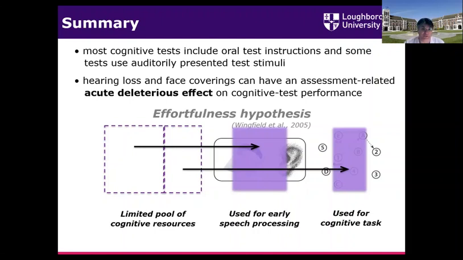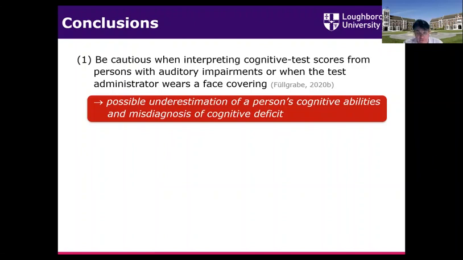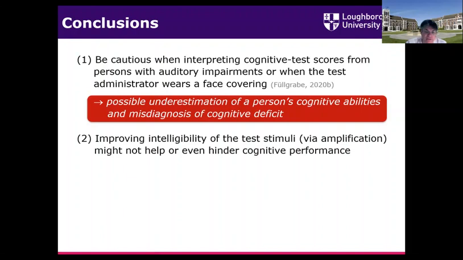Now, in conclusion, caution needs to be exercised when interpreting cognitive test scores from persons with hearing loss or when the test administrator wears a face covering, as it is possible that the results underestimate the patient's true cognitive ability, which in the worst case could result in a misdiagnosis of cognitive pathology. It is important to remember that the provision of amplification, for example, by simply speaking up when you talk to your patient or by letting your patient wear a hearing aid might actually not improve cognitive performance, as intelligibility of the test stimuli is not necessarily the issue, as I showed in some of the previous studies.